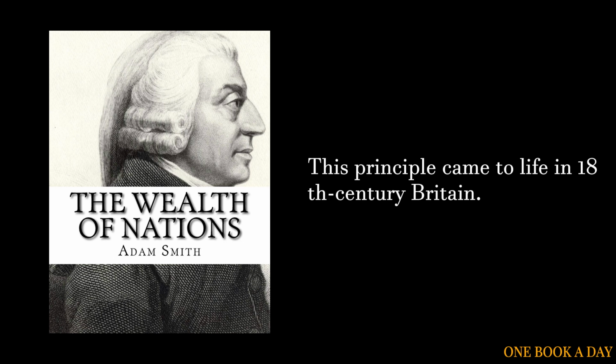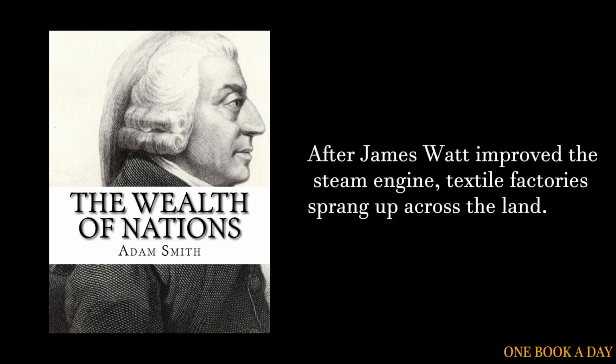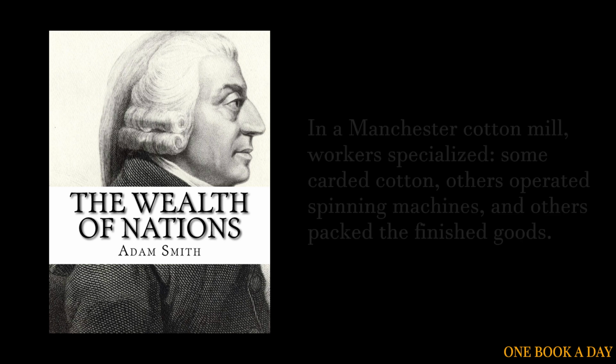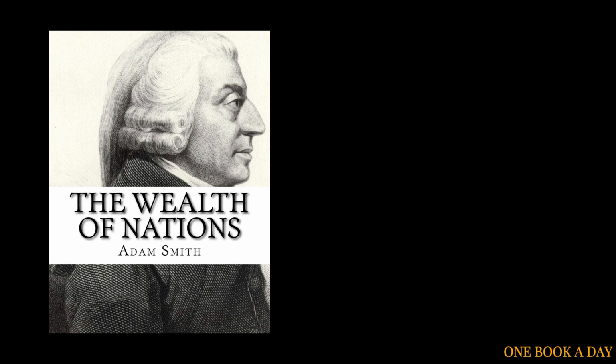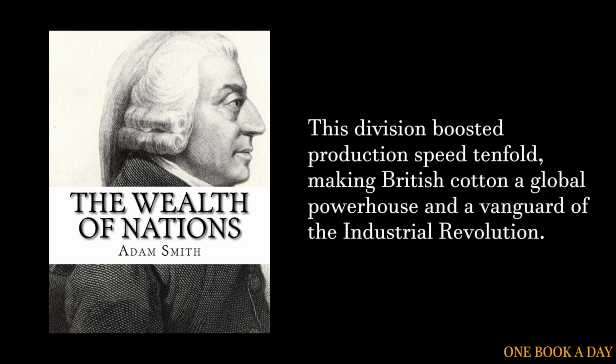This principle came to life in 18th century Britain. After James Watt improved the steam engine, textile factories sprang up across the land. In a Manchester cotton mill, workers specialized. Some carded cotton, others operated spinning machines, and others packed the finished goods. This division boosted production speed tenfold, making British cotton a global powerhouse and a vanguard of the Industrial Revolution.